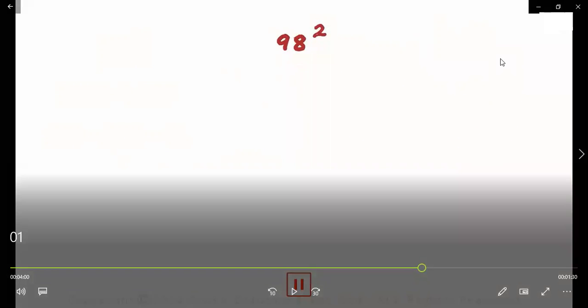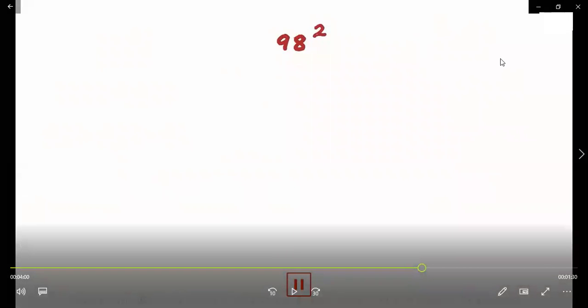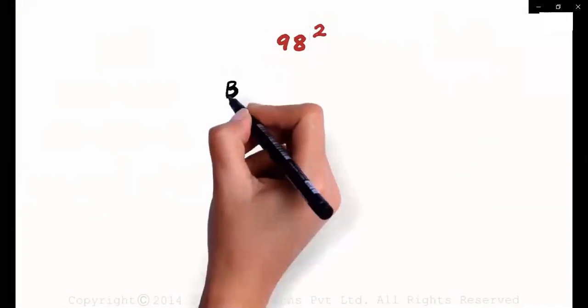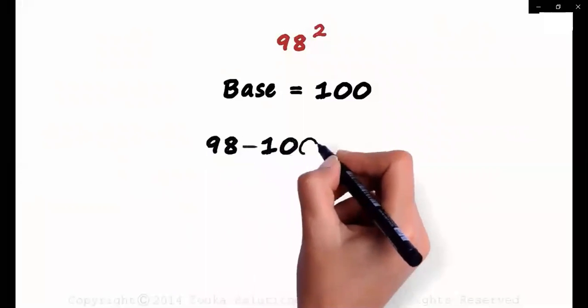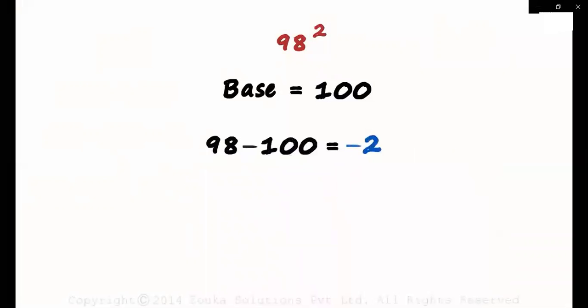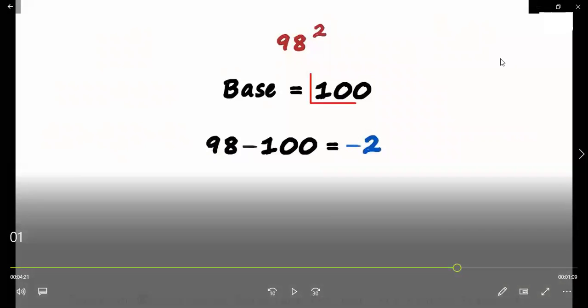For example, 98. First of all, the first step is to select the base. How can we select the base? I told you that the base will be the number which is a power of 10 and which is closest to the given number. So in this case, the base will not be 10. Instead, we will take the base as 100, because 100 is the number which is closest to 98 and is also a power of 10. So the base is 100. Next step, we'll subtract the number from the base, so that will be 98 minus 100. In this case, we are getting the difference as negative. So the difference will be -2.